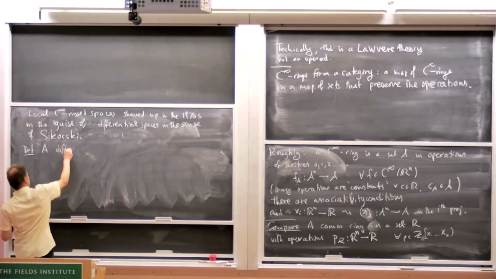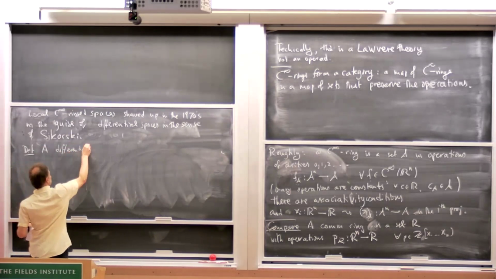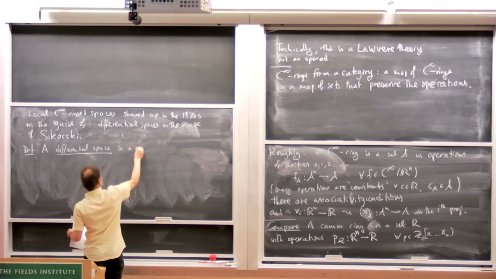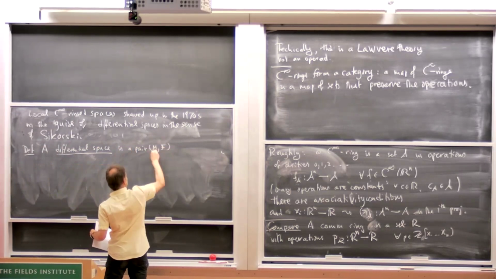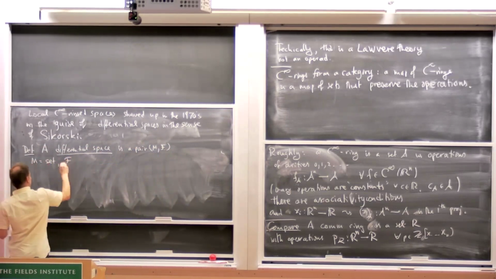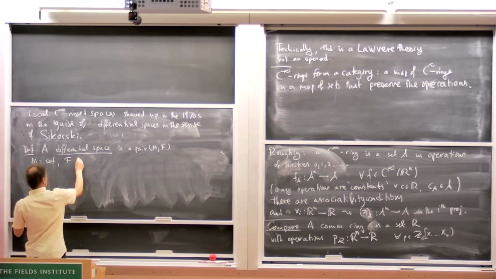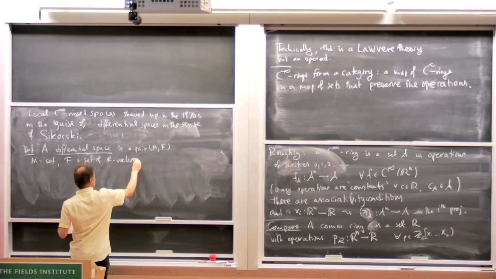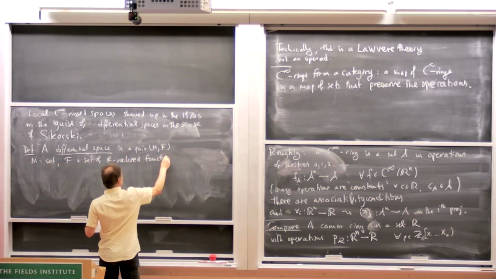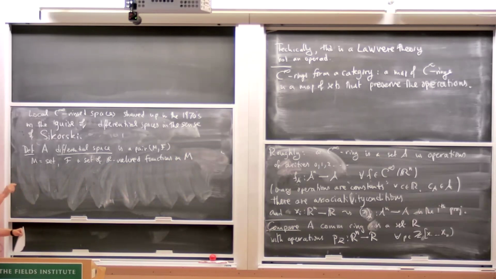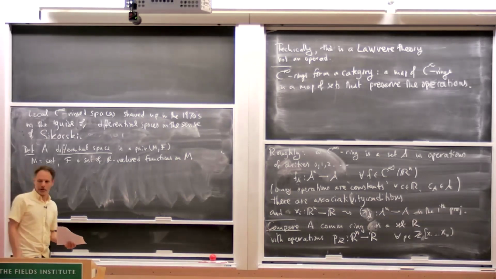So a differential space, I'm going to write down a concise definition, is a pair (M, F): M a set, and F a set of R-valued functions on M. You could think of them as smooth functions that show up in the singular reduced spaces that Cushman worked with.